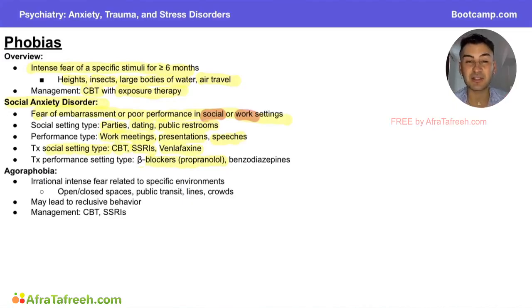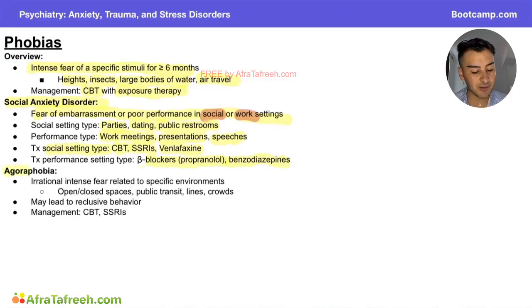Basically, patients are going to take propranolol as needed. So if there's a really important presentation that gives them a lot of anxiety and stress, they're going to take propranolol prophylactically before that, and it's going to help them manage those symptoms. We can also use benzos, but they have a predilection for addiction, so we like to avoid them if possible.